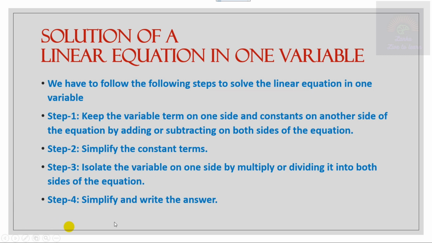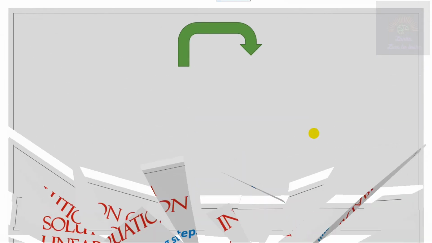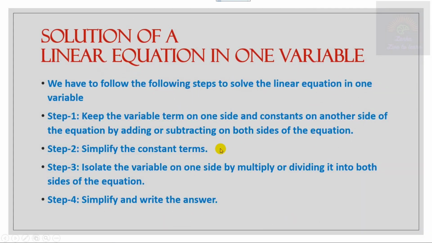We have to follow the following steps. Step 1: keep the variable term on one side and the constant on the other side of the equation by adding or subtracting on both sides of the equation. That means we have to take the variables on one side and constants on the other side. Step 2: simplify the constant term, whether it is addition or subtraction, whatever it may be.